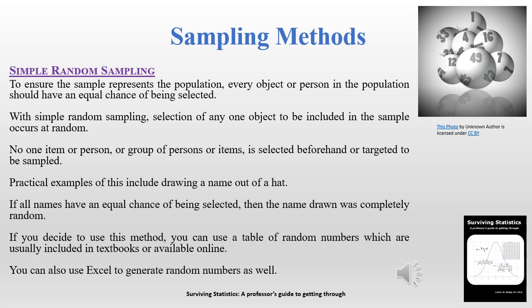In our discussion of sampling methods, the first method we'll talk about is simple random sampling. Whenever possible, this is the absolute best way to choose individuals that will be representative of the population. In simple random sampling, any one individual has an equal chance of being selected. So no item or person or group or whatever you're studying is selected beforehand or targeted. Examples might be just drawing a name out of a hat or using a random number generator. You could actually use Excel to generate random numbers, but simple random sampling is the best way to ensure that you have a representation of the population.